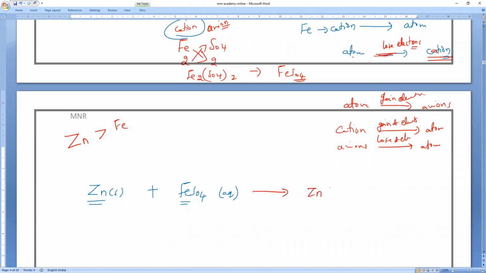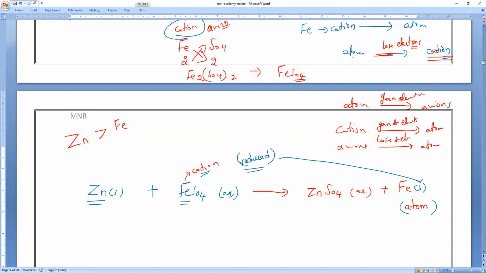Iron will receive the electrons, and zinc will turn into zinc sulfate. So who is oxidized here? Zinc is oxidized by loss of electrons, and iron will come back. Iron here is an iron cation, but it will turn into what? Atom, not ion. It will turn into an atom. Understood? So a cation turns into an atom by being reduced.